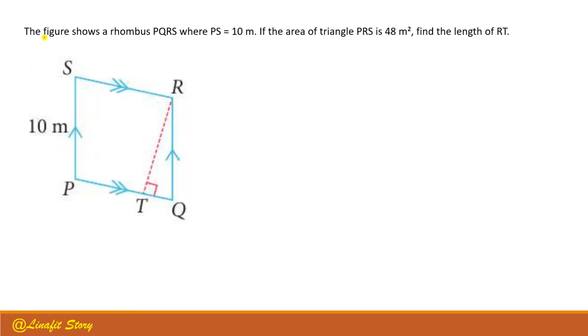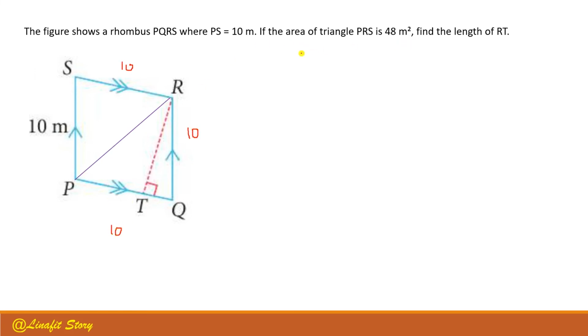The figure shows a rhombus PQRS where PS is 10 meters. If the area of triangle PRS is 48 square meter, find the length of RT. A rhombus is a special parallelogram with 4 equal sides. So PS is 10, SR is 10, RQ is 10, and PQ is 10 meters.